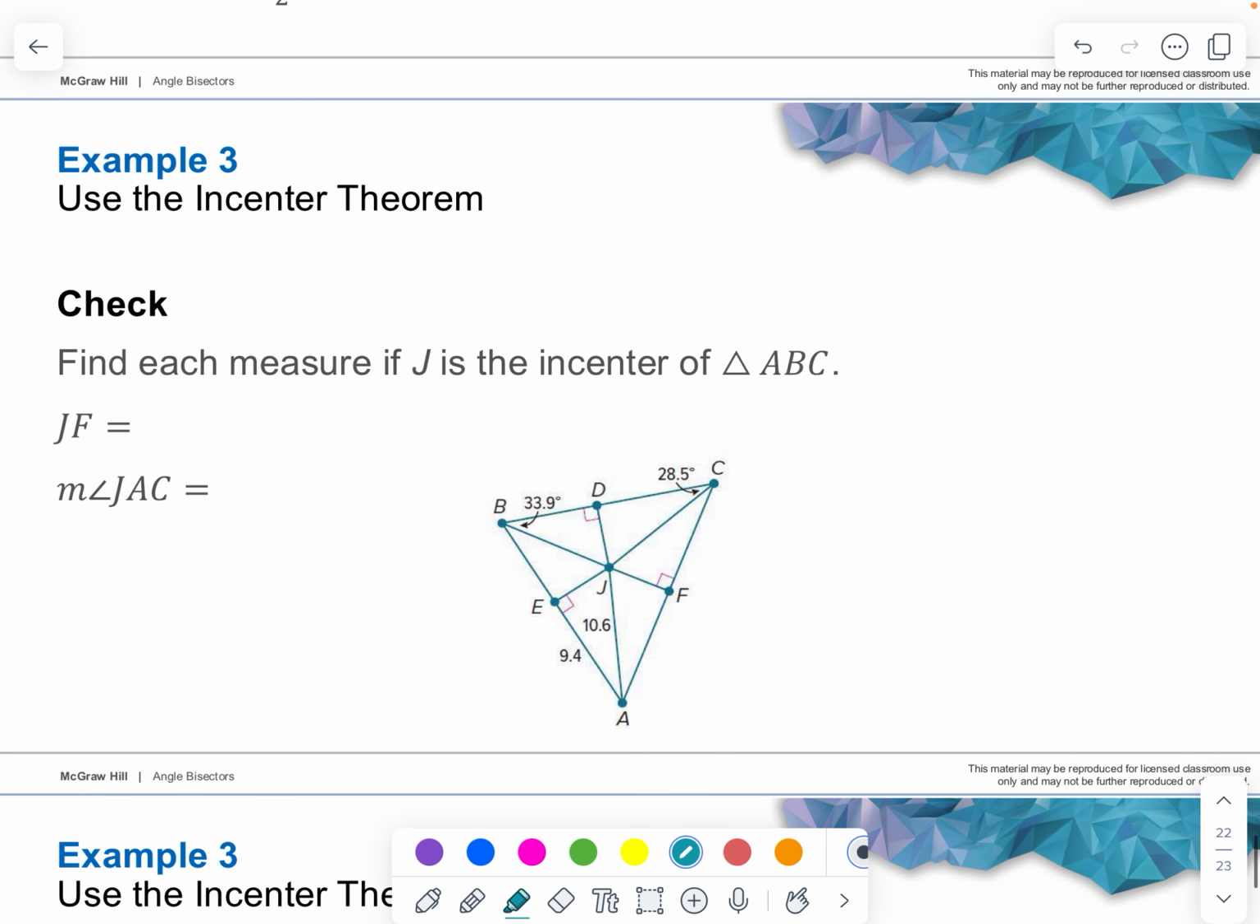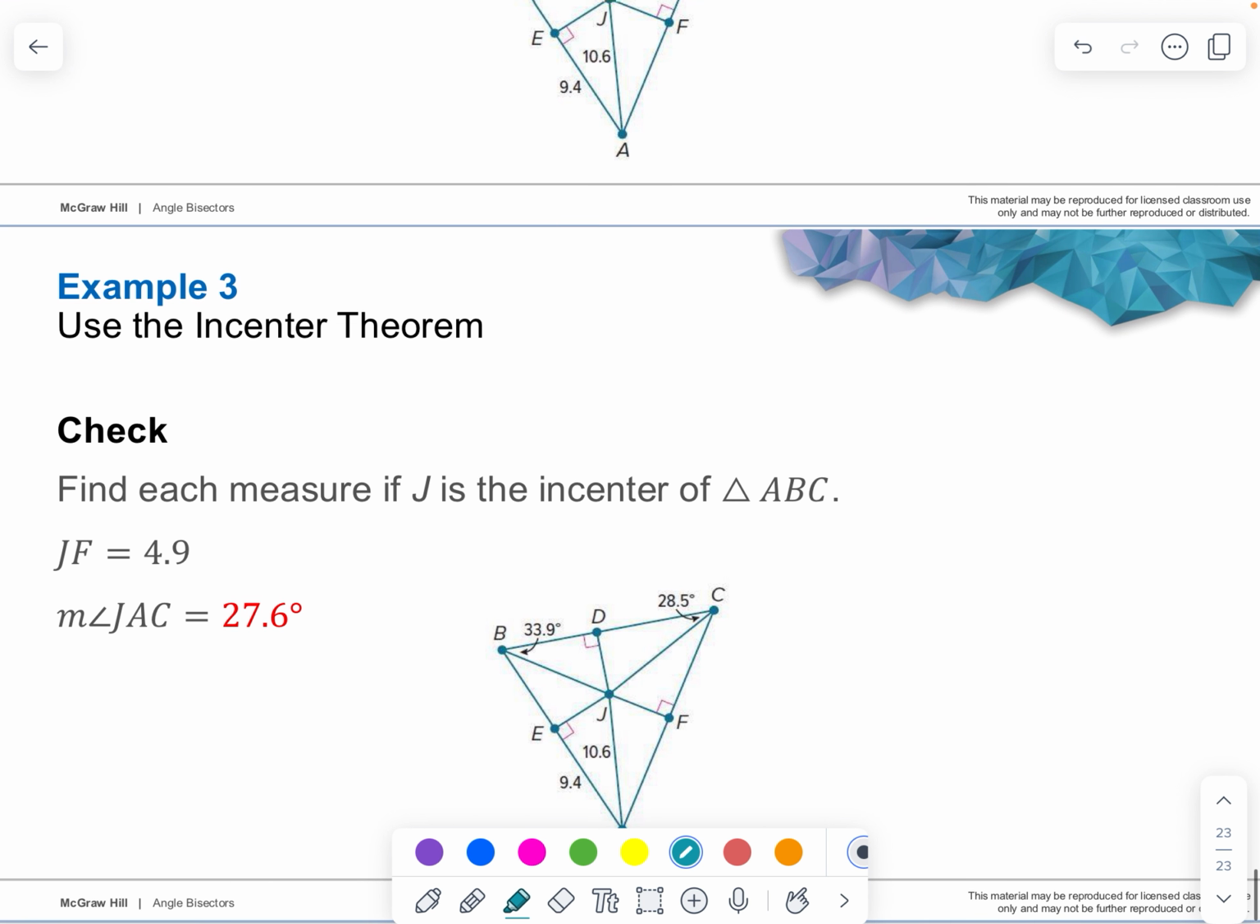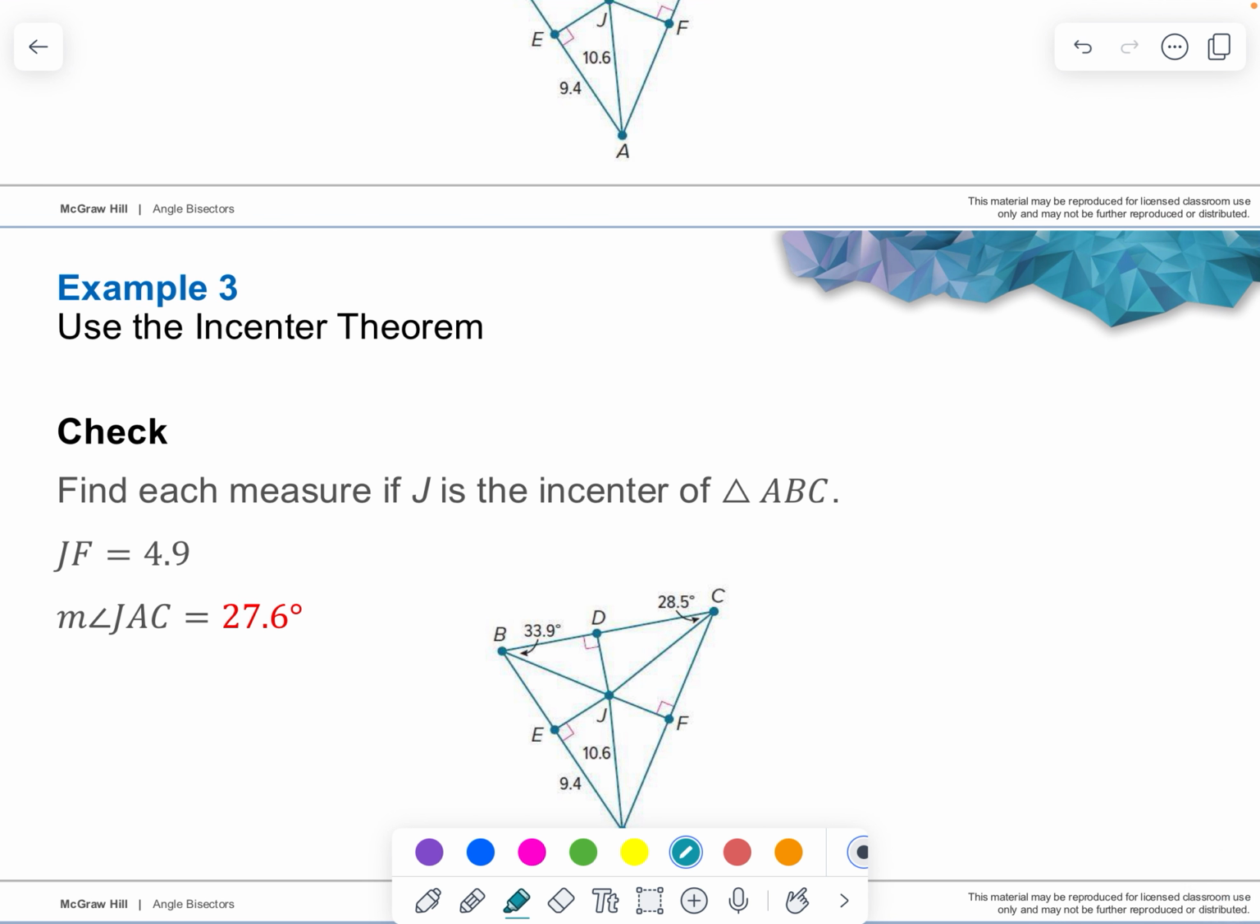All right, now you go ahead and find the measure of angle JAC. Pause me, come check your answer. All right, did you find 27.6? Hope so.